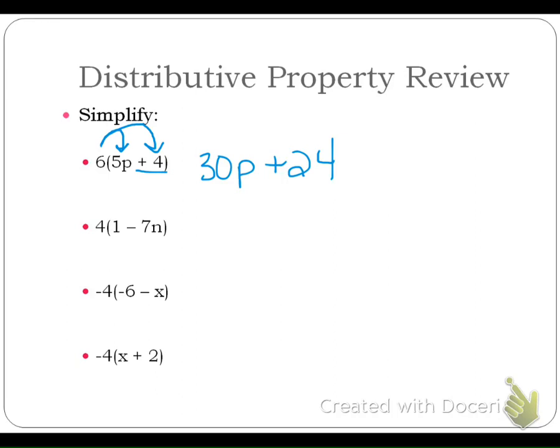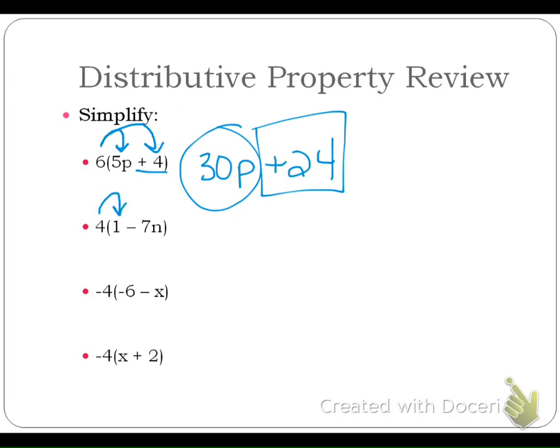And when you simplify, make sure that your final answer is in standard form. Do we have it in standard form right now? Yeah. Our variable term comes first and then our constant. So good. We're in standard form. Let's do the second example there.